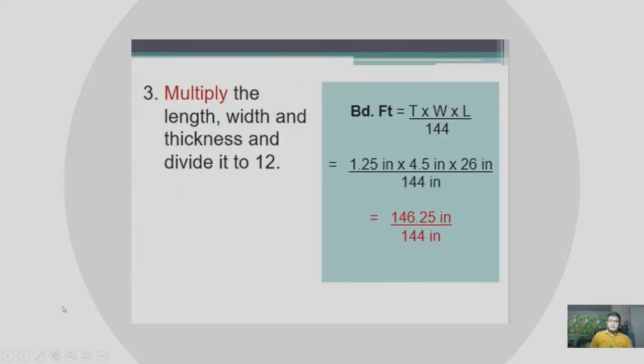Multiply the length, width, and thickness and divide it by 12. Okay, thickness times width times length over 144. 1.25 inch times 4.5 inch times 26 inch. The answer is 146.25 inches. Take note that the 12 here is in terms of feet. So 12 times 12 is 144 inches. So we simply divide it by 144 inches.